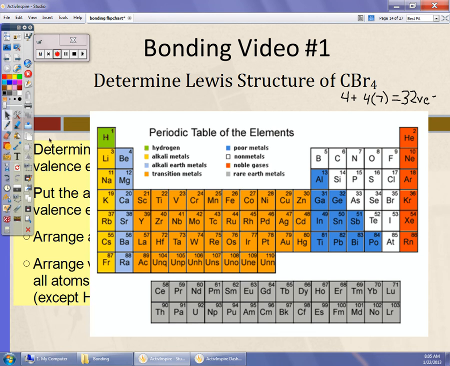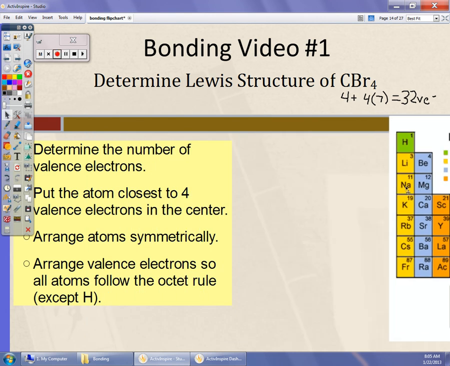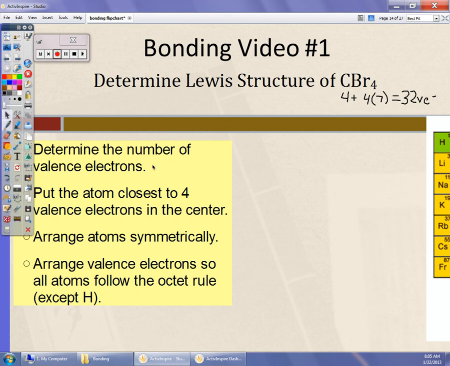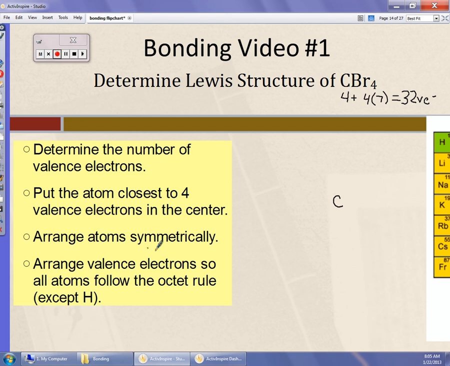Our next step is going to be to arrange the atoms in the correct order. To do this, the atom that has valence electrons as close to 4 as possible goes in the center. Carbon has exactly 4, so it will go in the center. After this, all the other atoms get arranged symmetrically. We have 4 bromines to arrange around the carbon.